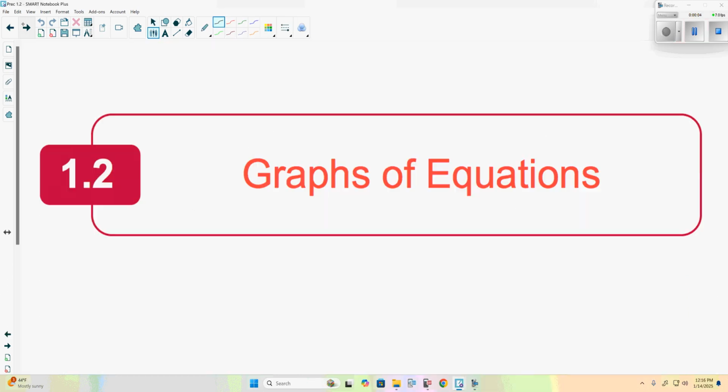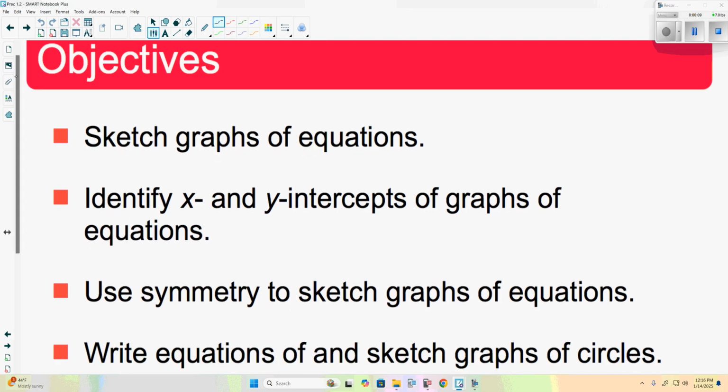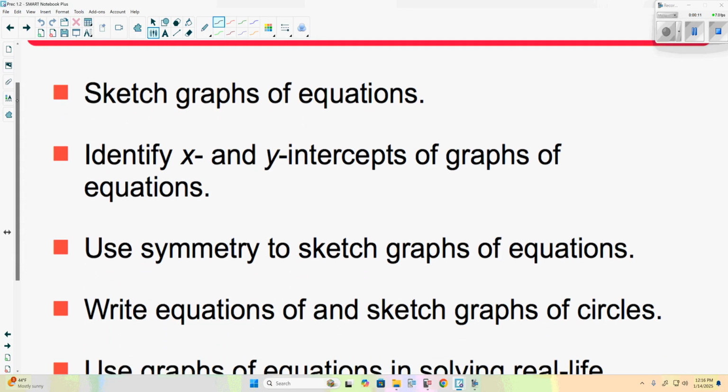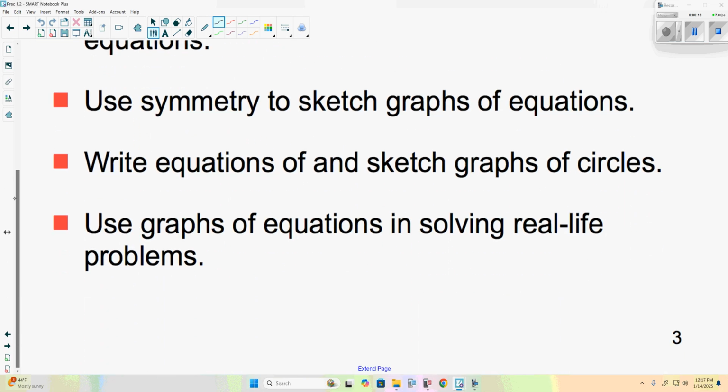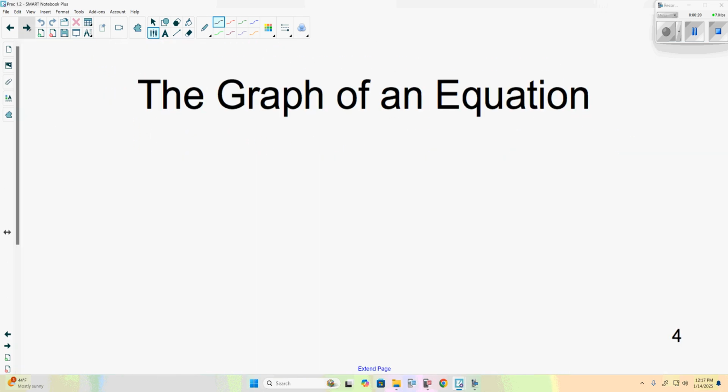Looking at today is graphs of equations. Sketching graphs, we're not actually going to be sketching any graphs. I'm not going to have you sketch graphs, but we are going to identify x and y intercepts of graphs, symmetry, and doing some with equations.